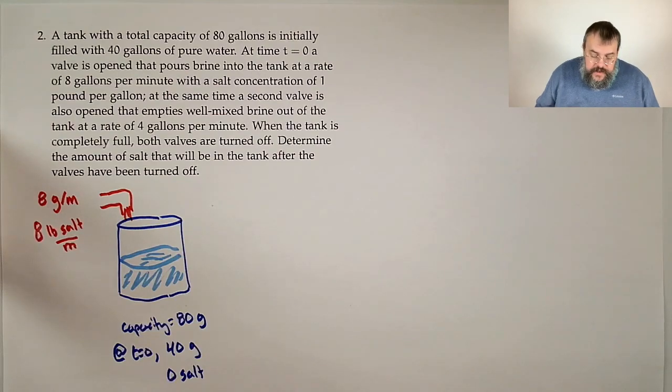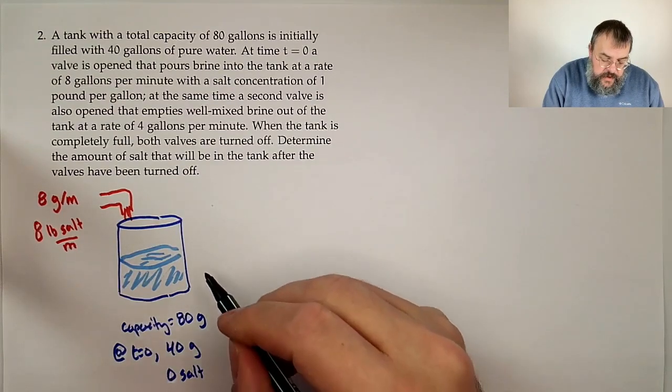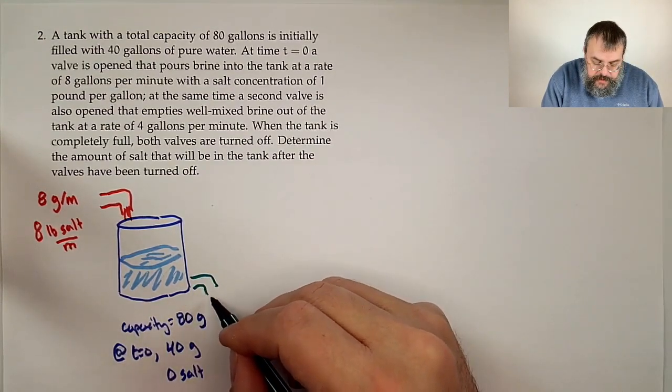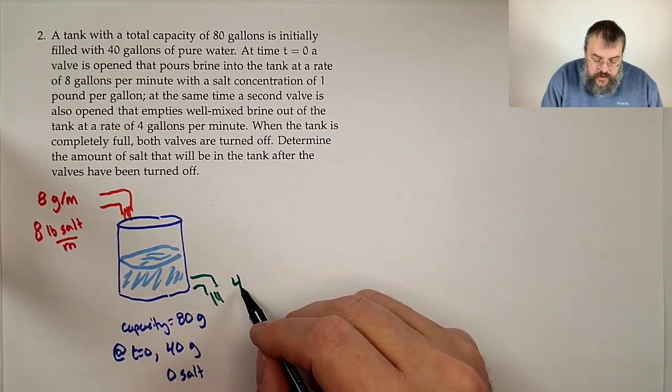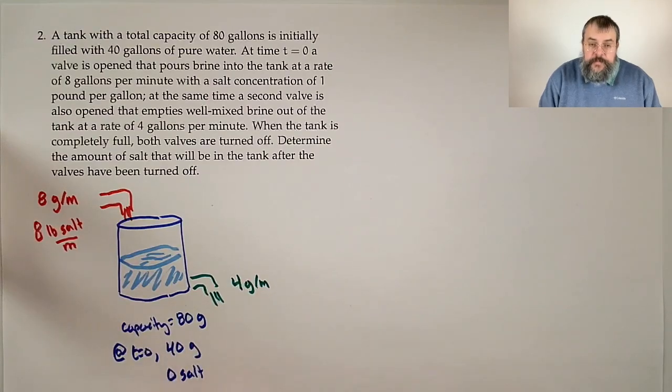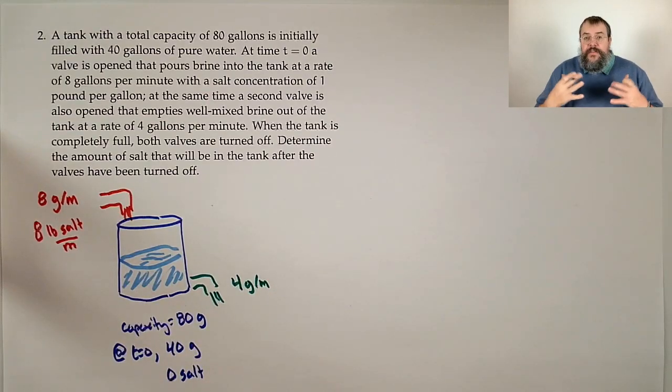Now, on the other hand, we say, oh, there's a second valve. The second valve is doing what? Well, it's somewhere near the bottom, and it's emptying out. Now, this is at 4 gallons per minute. Okay, so that's the setup.